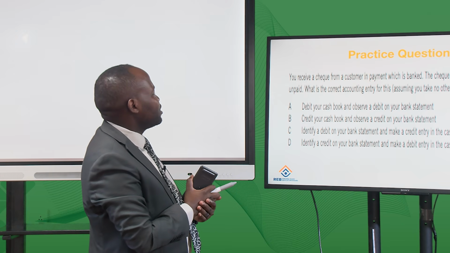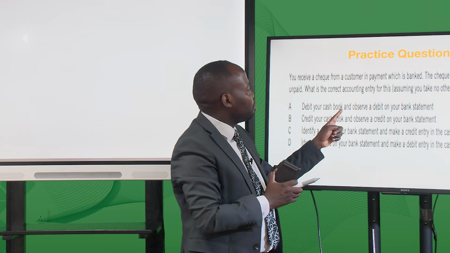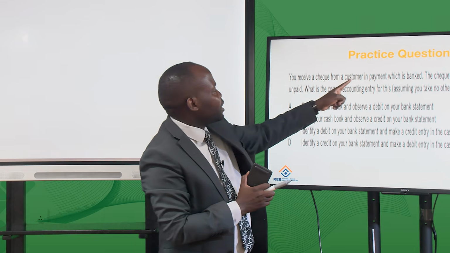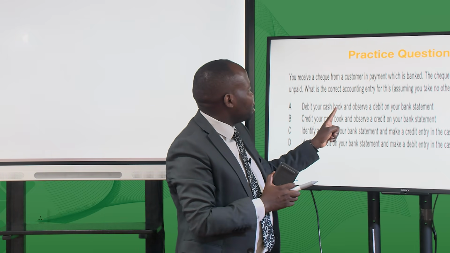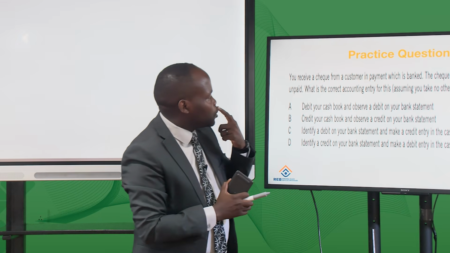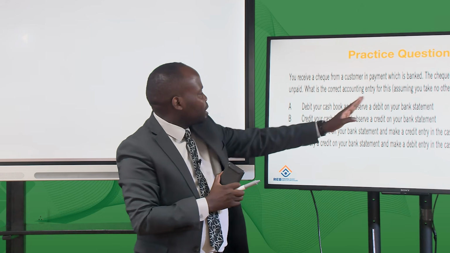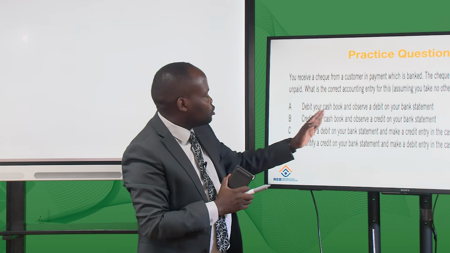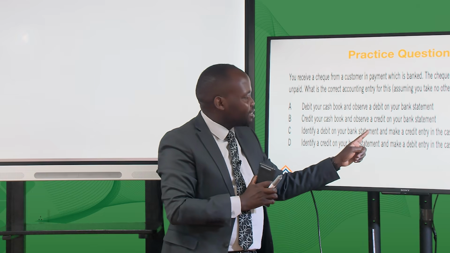So you need to identify a debit on your, which one is this? Debit your cash book and observe a debit on your bank statement. That is not true. You need to debit the cash book, but you don't need to observe that on the bank statement. Credit your cash book and observe the credit on your bank statement. That is not true.